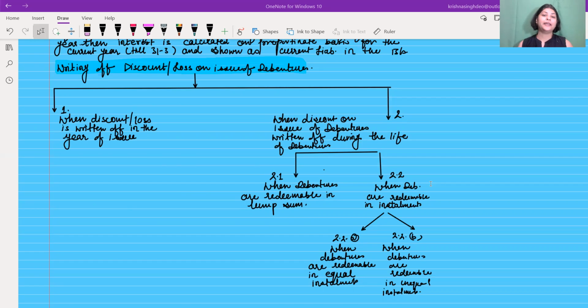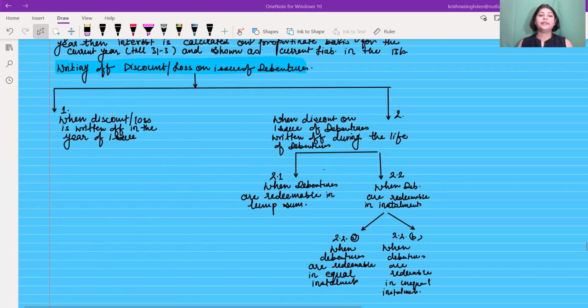Now there can be various cases under which this loss will be written off. That information has to be given to us by the question, then only we can pass the journal entries. So let's see these cases one by one. Today's video is going to be restricted to only the theoretical part of it. I will be explaining it to you through some illustration, and in the next part I will do some numerical questions with you. So today the concept part we are going to finish.